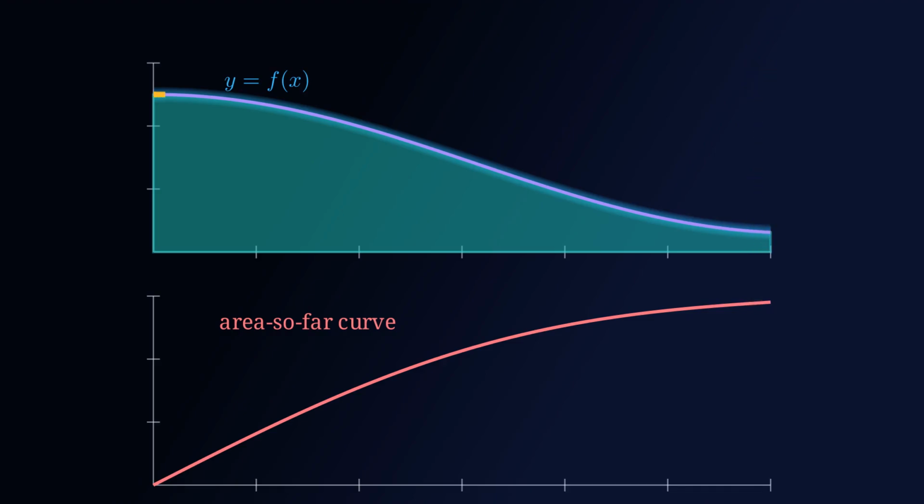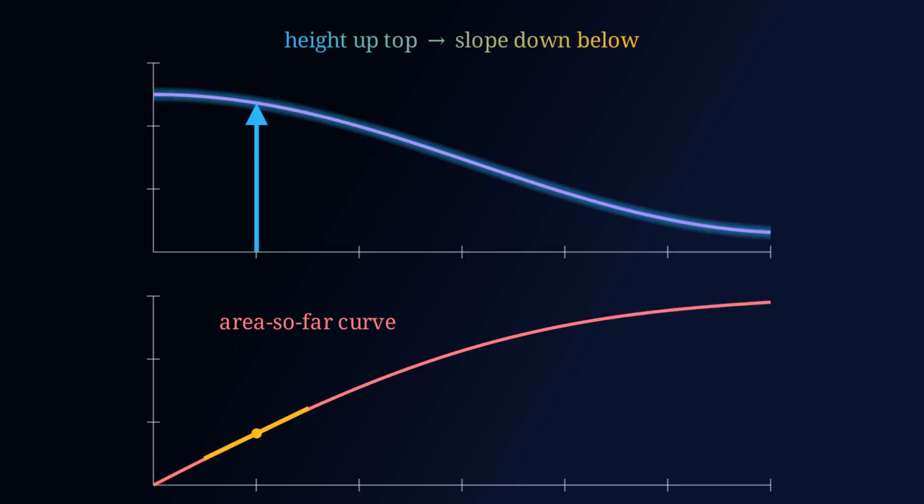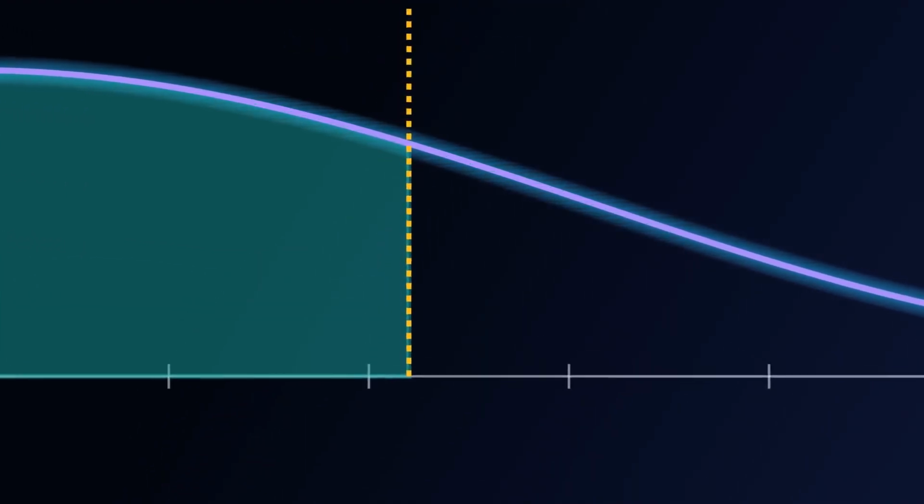Watch what happens to this new curve as the line sweeps. Wherever the original curve is tall, a lot of area gets added with each step, so the area so far curve shoots upward steeply. Wherever the original curve is low, barely any area is added, so the new curve rises only gently. Do you feel the connection tightening? The height of the original curve seems to control the steepness of the area so far curve. Tall means steep, short means shallow. The height up top is dictating the slope down below. That's a strong hunch, but let's make it exact.